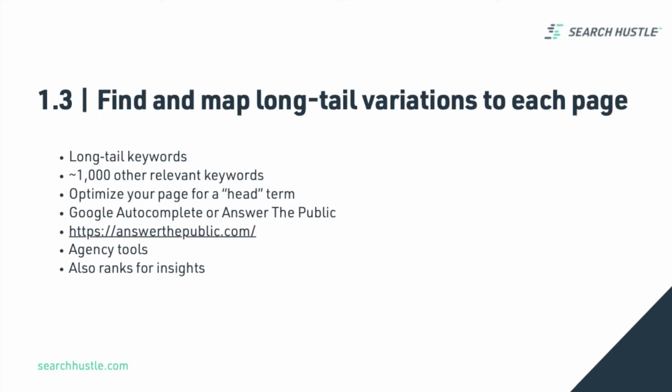So optimize your page for the head term. Use Google's autocomplete. Use Google Suggest. Use the bottom of Google, or just use Answer the Public. Answer the Public, you can pop in a 1 or 2 word keyword. It will tell you all the variations, and then try to go through there and see what of those keyword questions, or who, what, where, when, why, which of those are applicable and should be answered on your page.